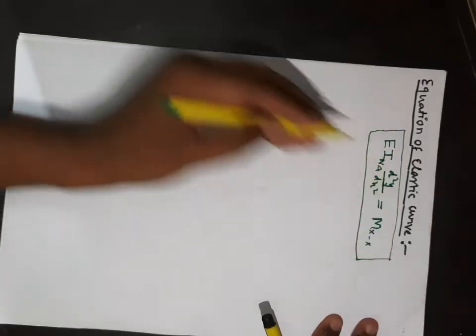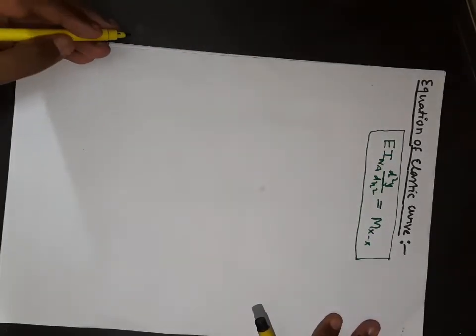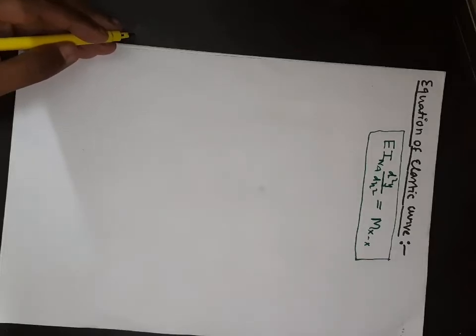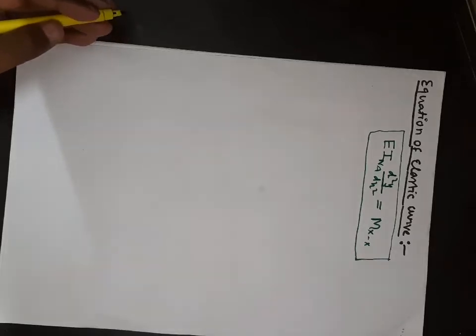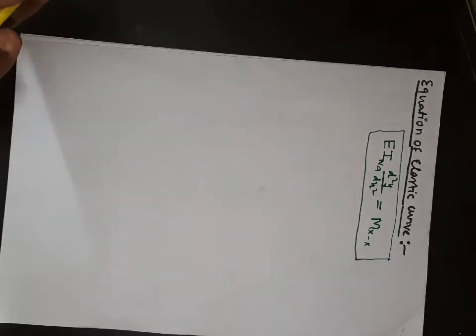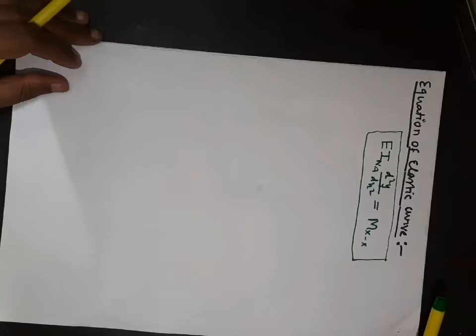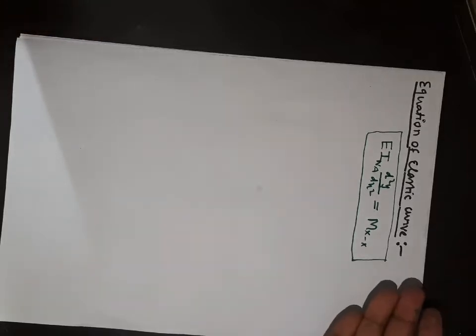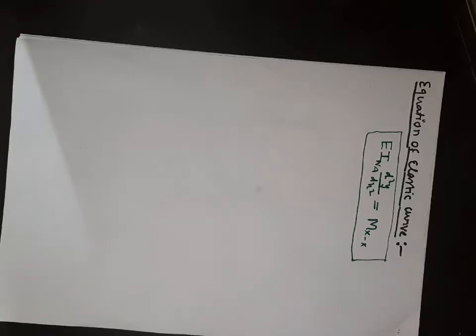EI d²y/dx² is equal to the moment. Which kind of moment over here? Bending moment. In case of a beam, we will talk about only and only bending moments. In some state competitions, they will directly ask about the equation of elastic curve for deflection of beams.